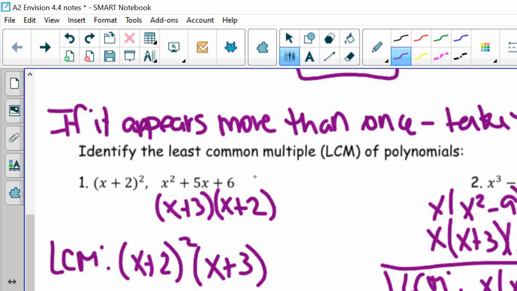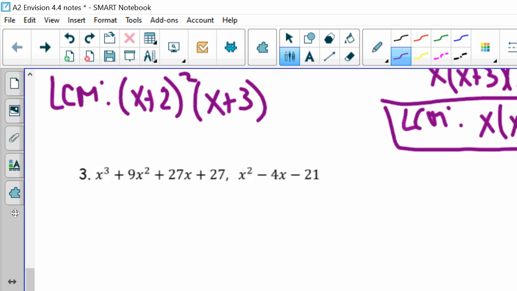It's number 3. X cubed plus 9x squared plus 27x plus 27. Let's see. This is not going to factor by grouping. We can do p's and q's on this. So I would need to do p's and q's. So positive negative 1, 3, 9, and 27 because my factors of 27 over just positive negative 1.